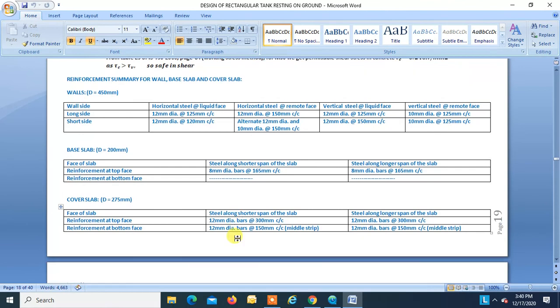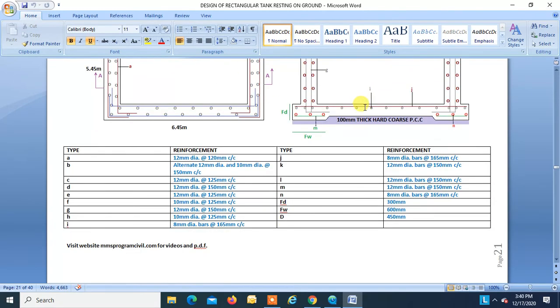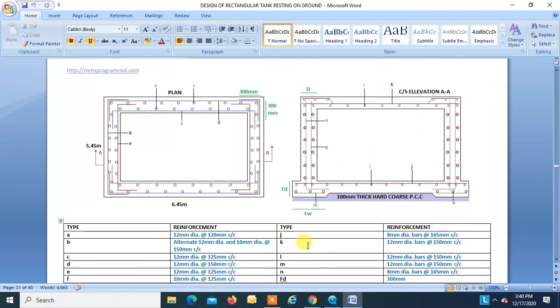And let me show you in the detail. So this is the steel for the cover slab, right? Over here it is 12 about 150 center to center. So this is L, you can see 12 about 150 center to center. This is K, 12 about 150 center to center. Now 50% of the steel will be taken to the top of the support, bent up. So the spacing over here will become 12 about 300 center to center.